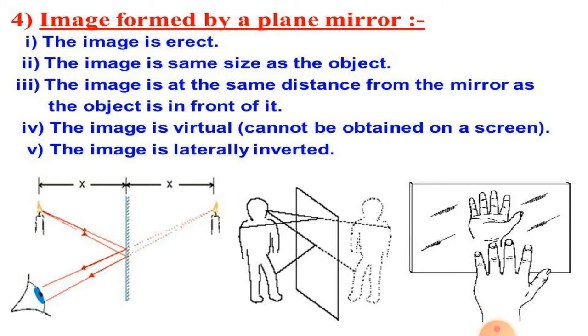Next, the image is at the same distance from the mirror as the object in front of it, and the image is always a virtual image. A virtual image means an image that cannot be obtained on a screen. There are two types of image, real image and virtual image. A real image is an image that we can obtain on a screen, and the image that we are not able to obtain on a screen is commonly known as a virtual image. And the image that is formed by the plane mirror is always formed behind the mirror. So these are the characteristics of the image that is formed by the plane mirror.